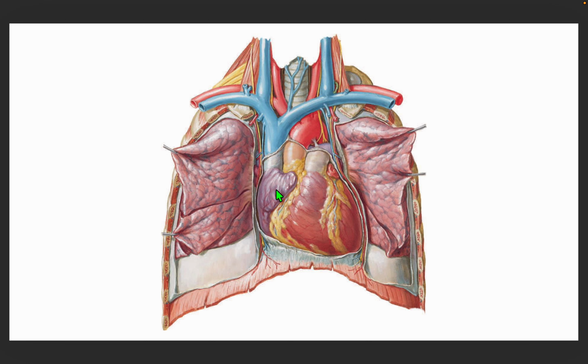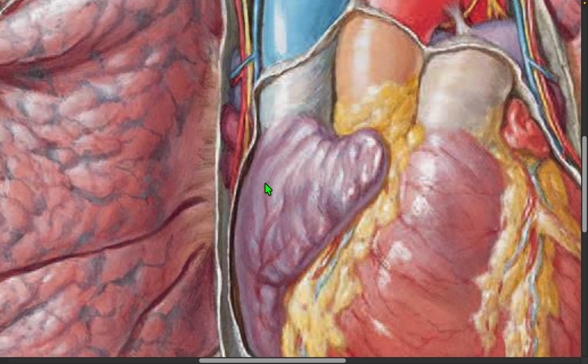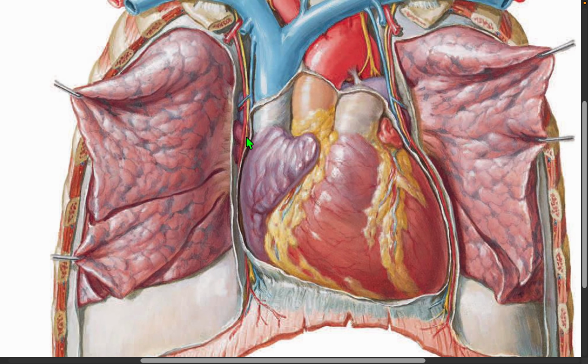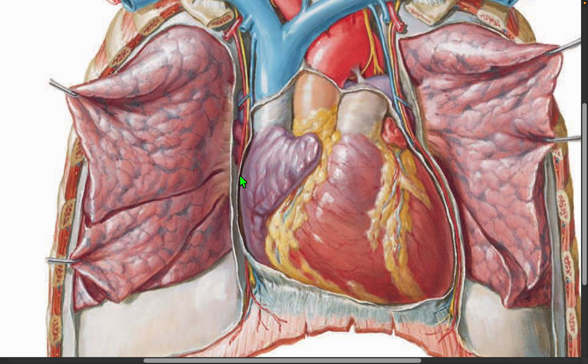Now, when we look at the lateral relationships, we can identify the pericardium, which was reflected over here. On the surface of the pericardium, we have the right phrenic nerve and pericardiacophrenic vessels. These are the pericardiacophrenic vessels, and this is the phrenic nerve. Further laterally, we can identify the mediastinal pleura. And further laterally, we have the impression on the mediastinal surface of the right lung. That is the cardiac impression.